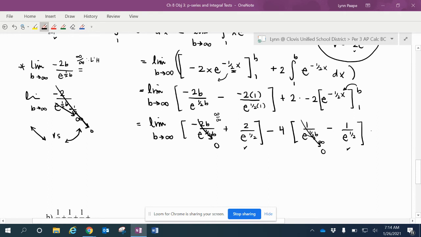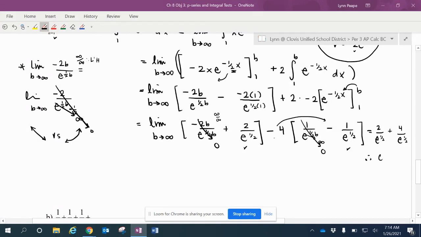And so whatever this is equal to, let me see here, what does that equal? We have 2 e to the 1/2, and then negative 4 times negative 1. So what is that? Positive 4 e to the 1/2. So whatever that is, it's a constant value, right? So it's a constant value.